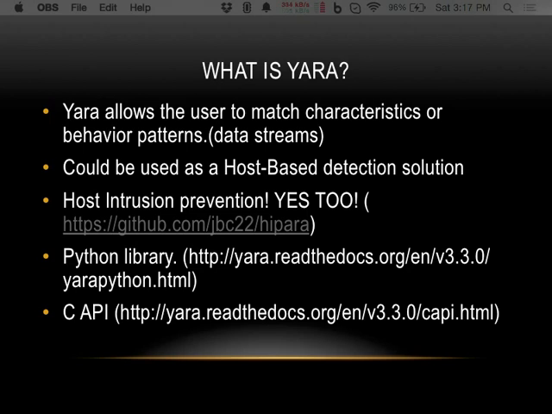What YARA allows the user to do is match certain characteristics or behavior patterns. Think of IDSs, like Snort, Suricata, things like that. You write these rules that capture certain network behaviors. Well, YARA is kind of the same thing. It can work on any kind of data stream. You can tie it to a network-based protocol if you want. You can use it as a host-based detection solution as well. And there's an interesting project for host intrusion prevention. You can even use it almost like an antivirus, because all these rules are pretty much signatures. It provides a Python library, so if you're a Python programmer, it also provides a library and a framework to use within your own code. Also, it provides a C API.